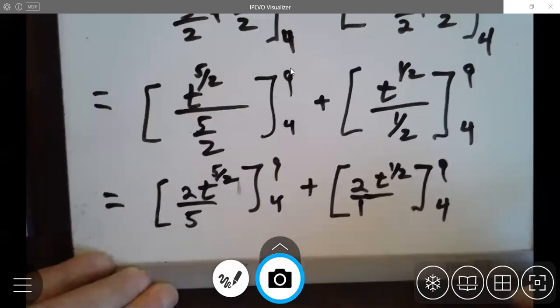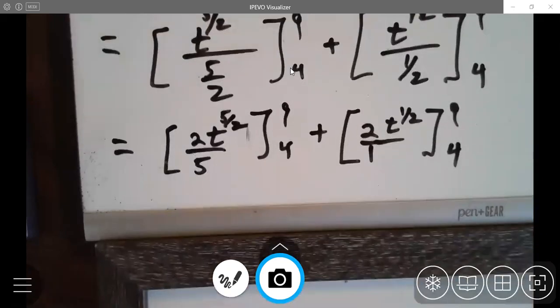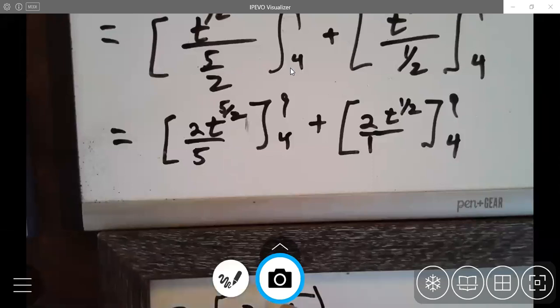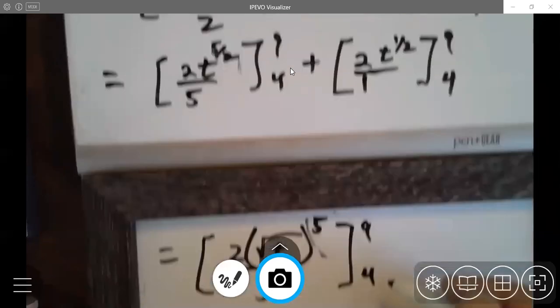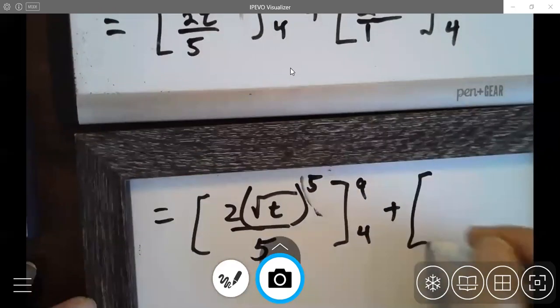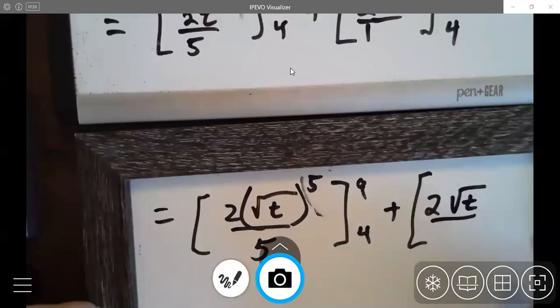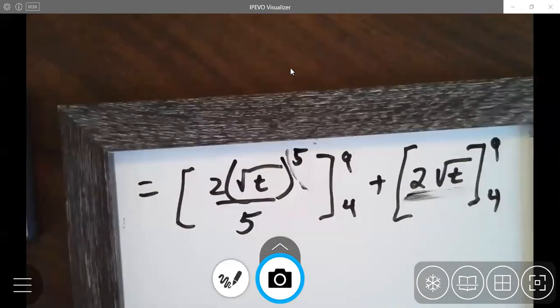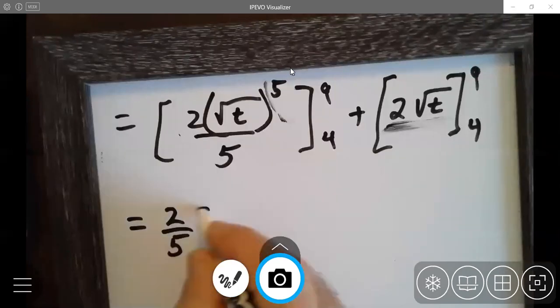Now, I think it's easier at this point to go ahead, and I'm just going to rewrite this on this other board here because I'm running out of room on this one. So this will be 2 times the square root of t over 5, and then the 5 moves out as the exponent, from 4 to 9, okay, plus 2 times the square root of t, and we don't need to put the 1 in the denominator. And so that's from 4 to 9. Okay, all right. So from here, we could go ahead and move this 2/5 outside and multiply that at the end.